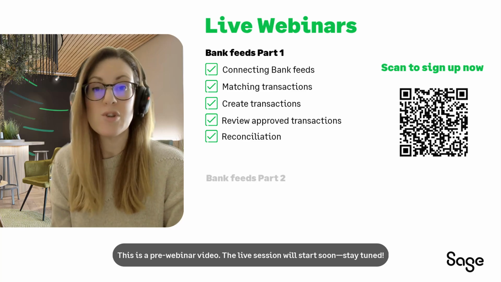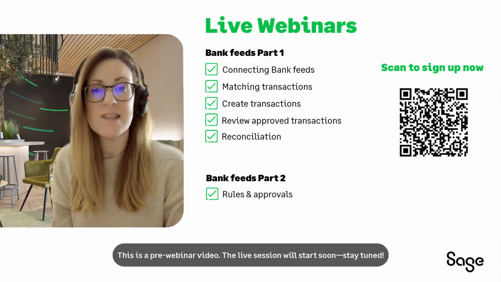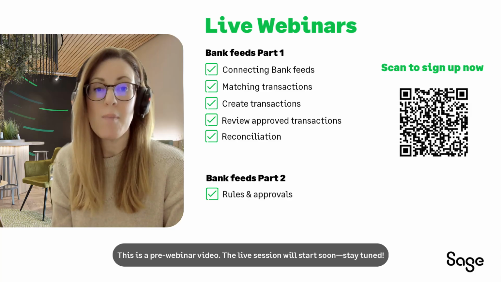Part 2 covers creating and setting up rules. These are used to automatically process transactions as they download from your bank. You can create up to 300 rules for each bank account, so this can be a great time saver and where bank feeds really comes into its own.